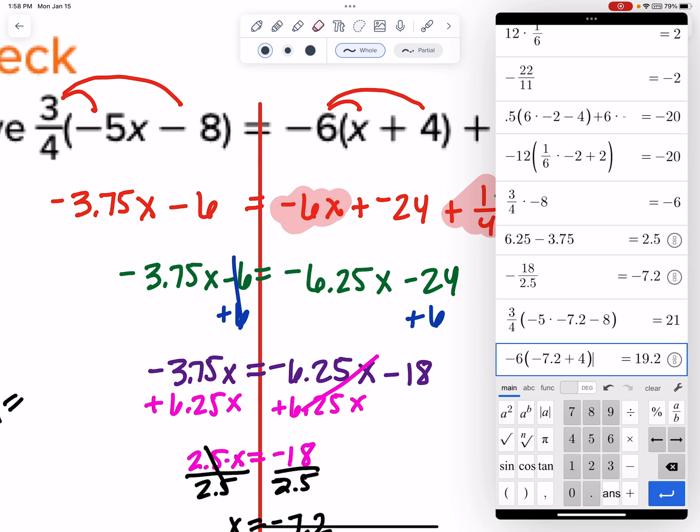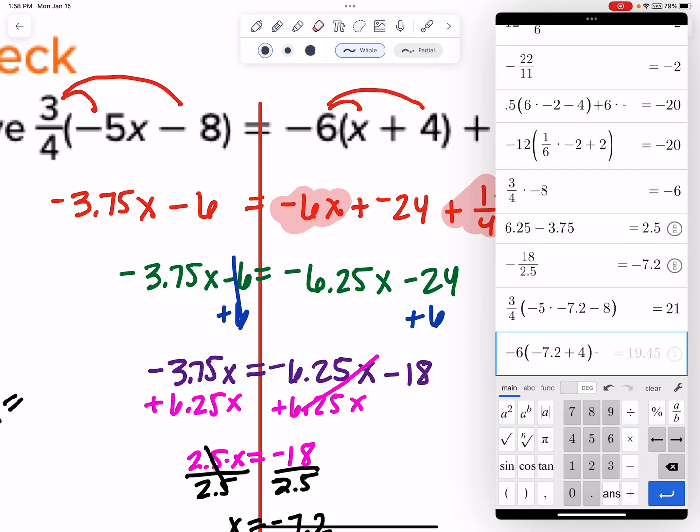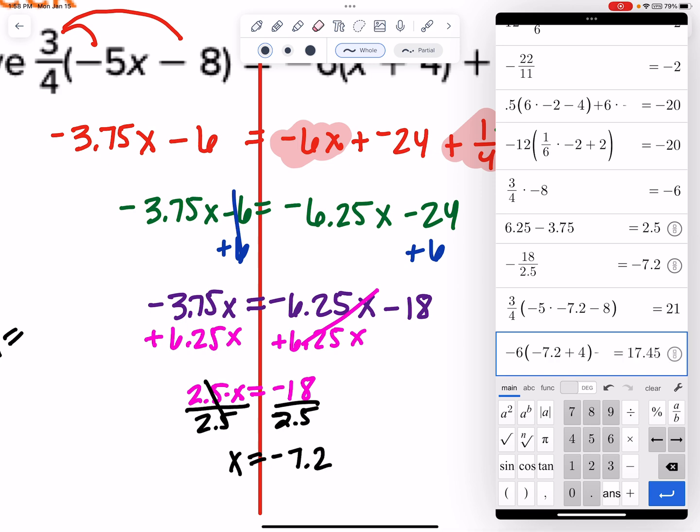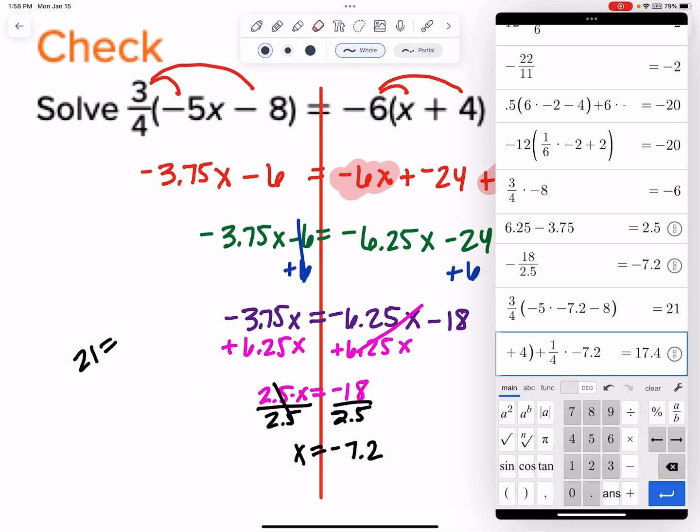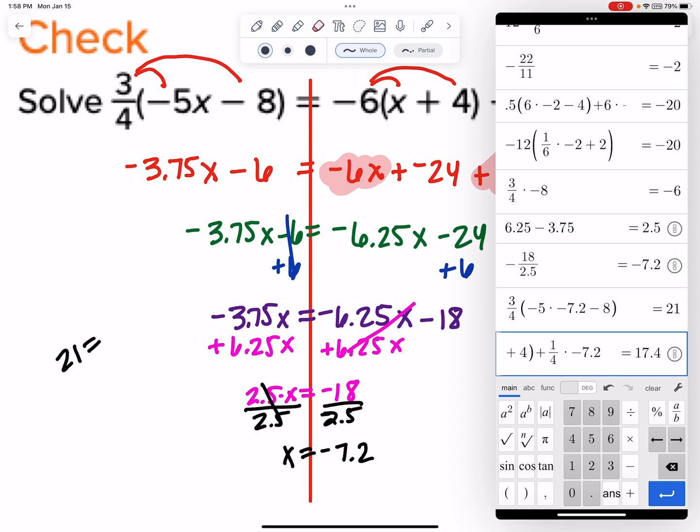Plus 1/4 times x. Okay, plus 1/4 times negative 7.2. Oh no. Okay, did something wrong. Let's figure out what it was.